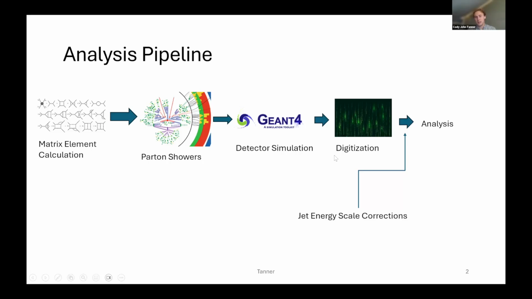And then we move on to digitization, which is where we take those raw signals and we move them into the actual data. And then we have, in this arrow before the analysis, what's called the jet energy scale corrections. And so from the simulations, there's a correction applied to the data to make it match better the actual detector data. And so this little bit right here is what this project was all about.